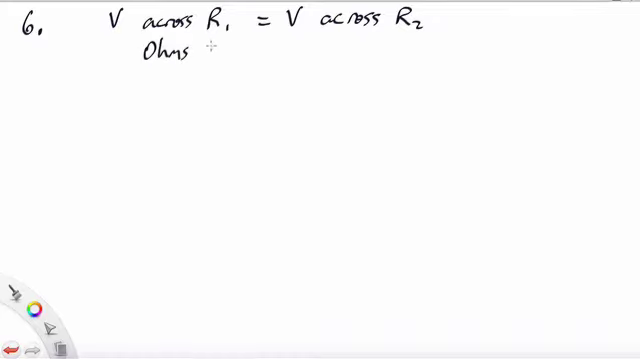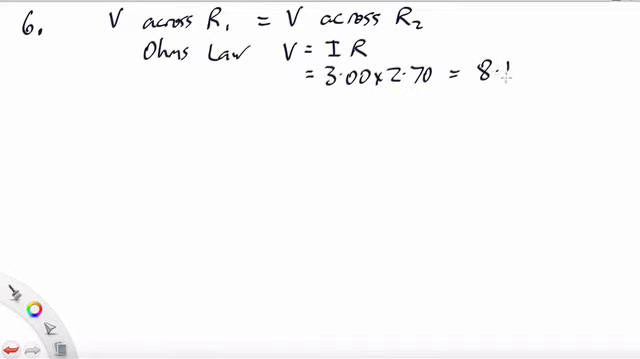And now for our circuit question. The first thing we know is that the voltage across R1 has to equal the voltage across R2, since they're in parallel. And from Ohm's law, we have that voltage equals the current times the resistance. So we have 3 amps times 2.7 ohms. So that means 8.10 volts.